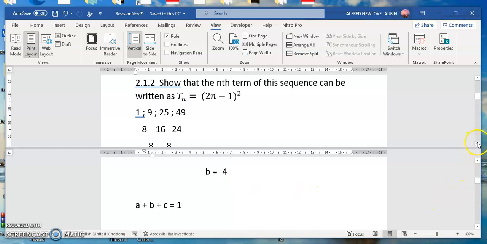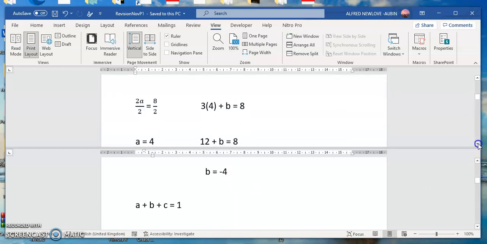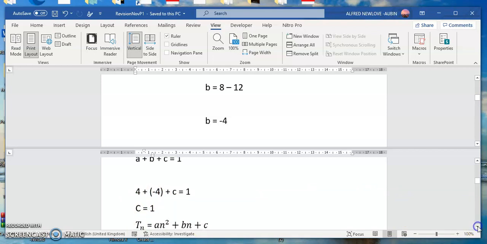But we know our a to be 4. So we need to substitute 4 there for a. And we also know our b to be minus 4. Substitute it there. What we don't know is c. So 4 plus minus 4 will be 4 minus 4, which is 0. So c becomes 1.